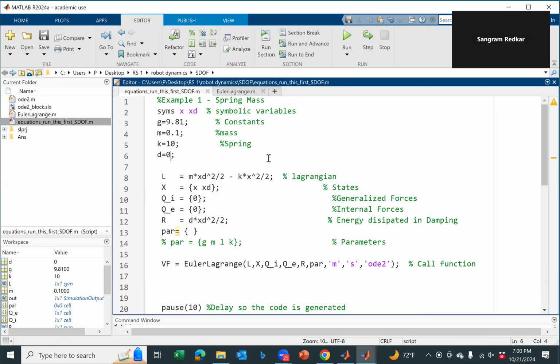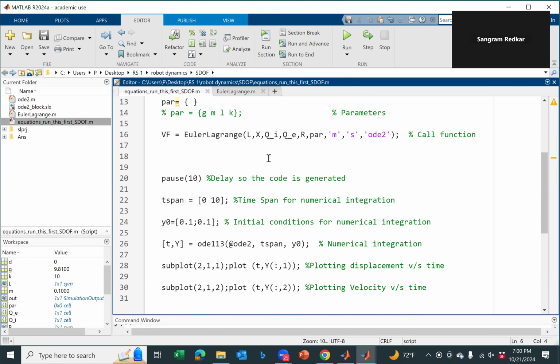So the next thing is, here I'm performing the numerical simulation. Let me give you the syntax of the code. On line number 16, Vs is the output, Euler-Lagrange is the function, L is the Lagrangian, X states, Qi, Qe are parameters, generalized forces, internal forces, and parameters.